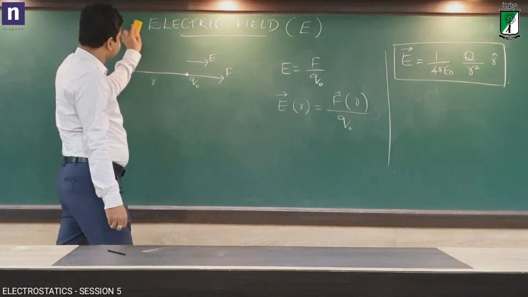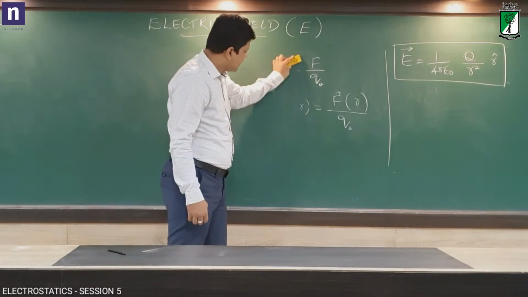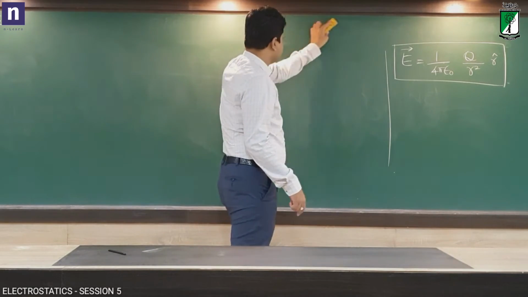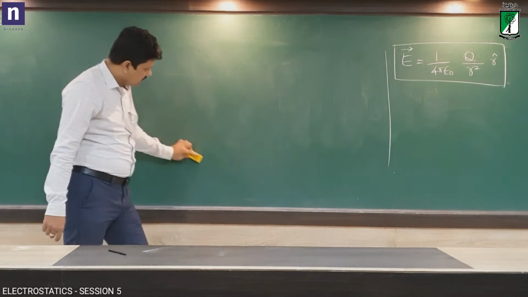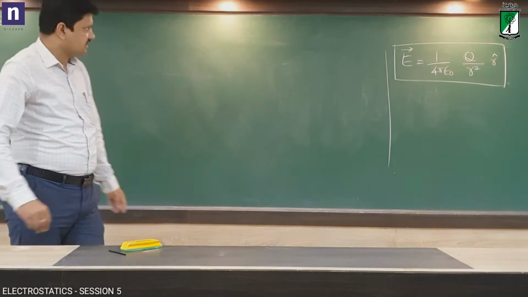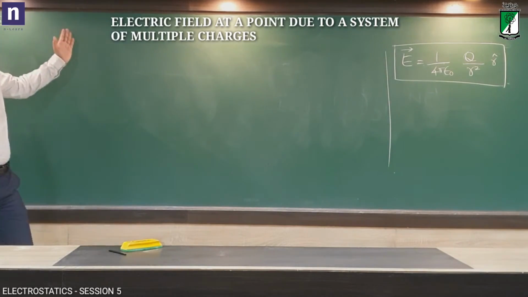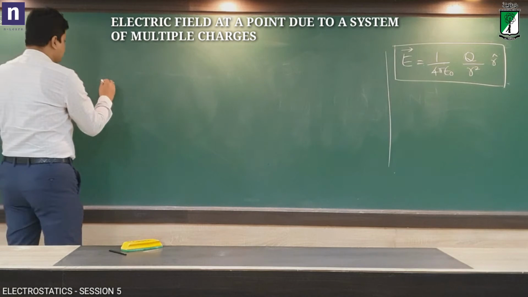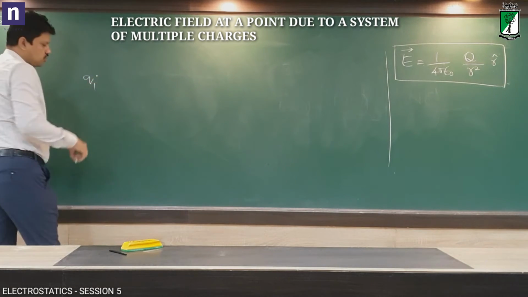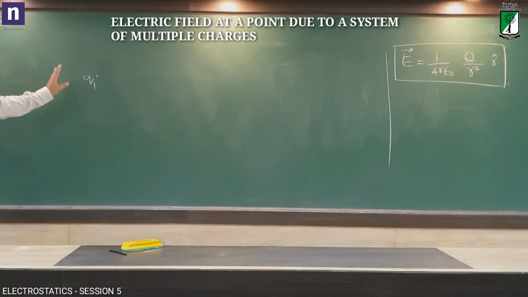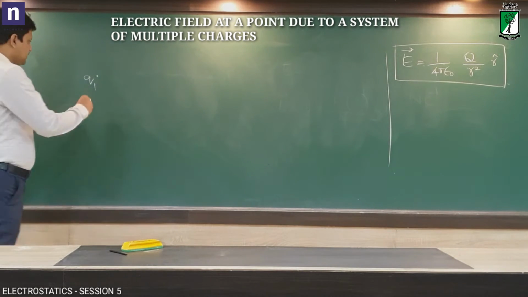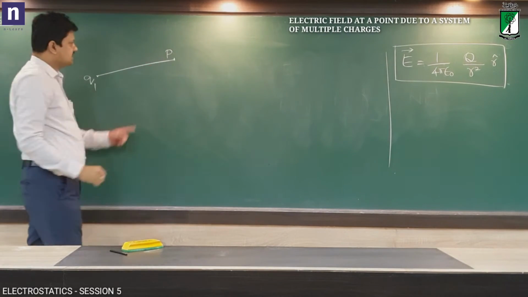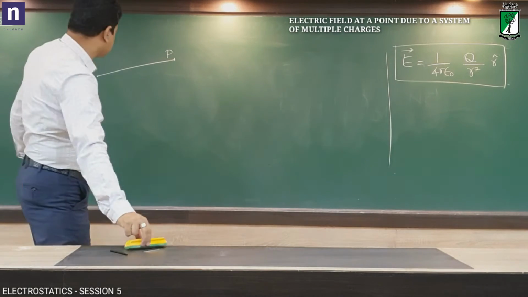Now let us try and understand what will be the field at a point. When I say field, it is the electric field strength I am talking about. The unit of electric field strength you also understood, Newton per coulomb. So consider the electric field at a point due to a system of multiple charges. Let us assume that there is a charge Q1 here. This is causing some field around itself. Now at some point P, what is the electric field of this charge?